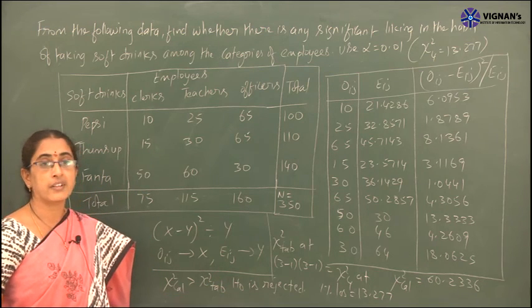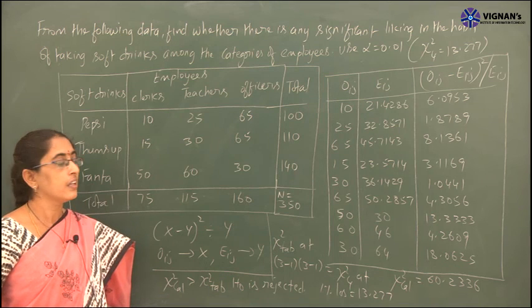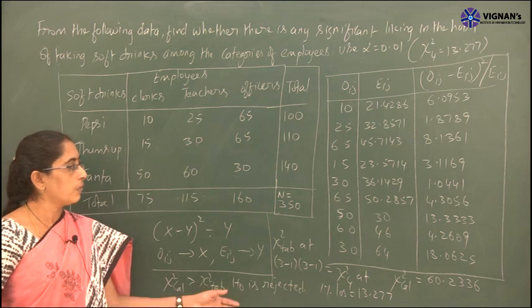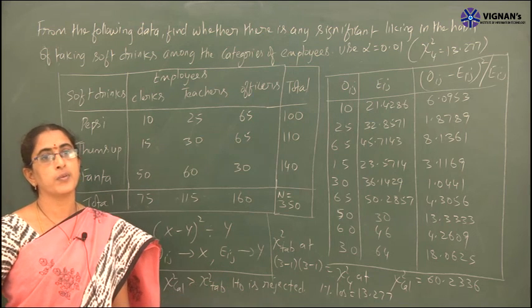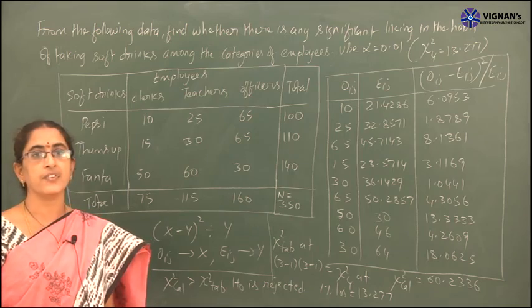So with this we have completed the chi-square test for independence of attributes. Now let us start the problems on chi-square test with equal frequencies.